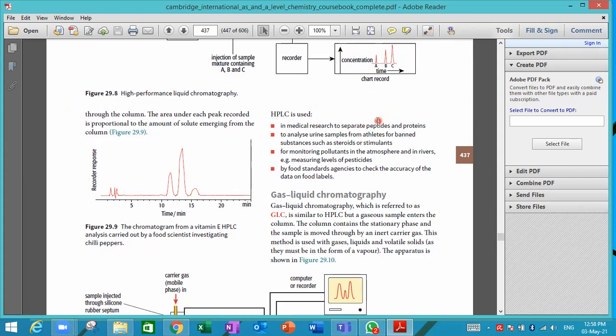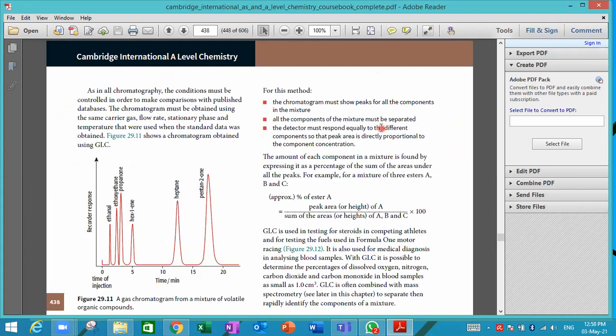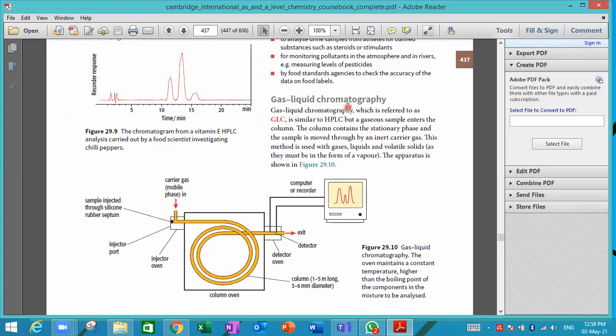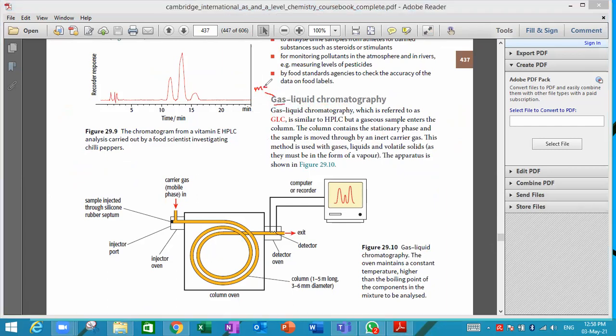Okay. Now we have another kind of chromatography that is called gas-liquid chromatography. In gas-liquid chromatography, the gas is the mobile phase and the liquid is the stationary phase. Now, at the beginning, we said that the stationary phase is the phase that is not moving. Stationary means it does not move, but mobile means that it is moving.